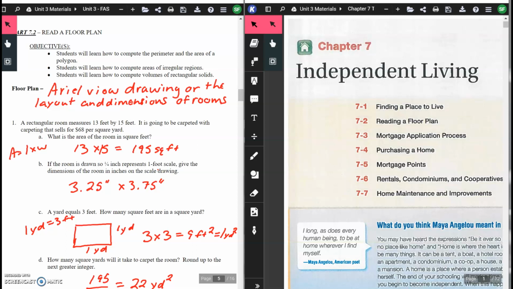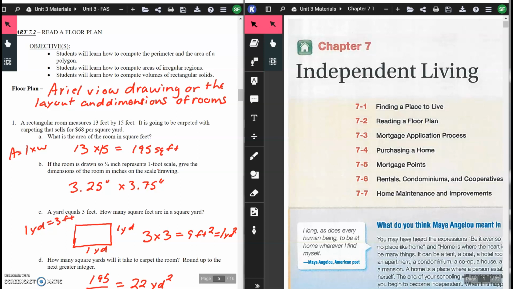Okay, section 7.2 is reading a floor plan. A floor plan is an aerial view drawing of the layout and dimensions of specific rooms. Okay, so it's kind of like a blueprint of the room, dimensions and everything.